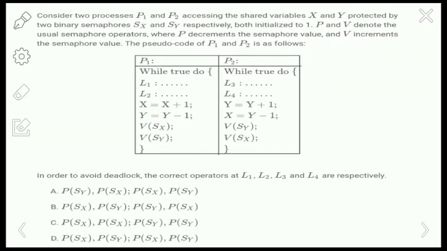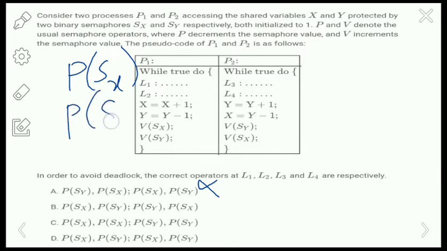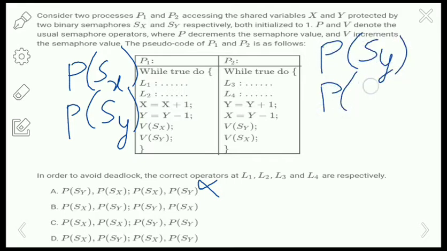So if you check the next option, option A won't work here. The next option is option B, where for L1 it is given P of Sx and L2 is P of Sy. So here, P of Sy and P of Sx. Here also a deadlock condition will occur because P1 is holding the Sx value, right?